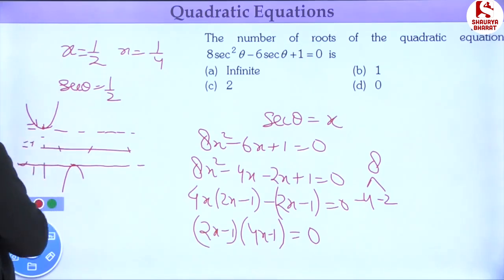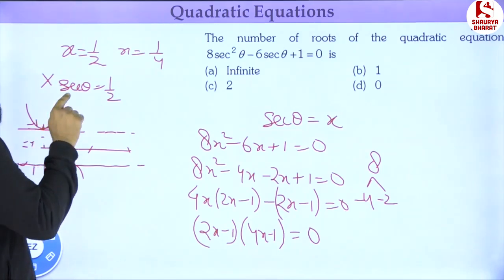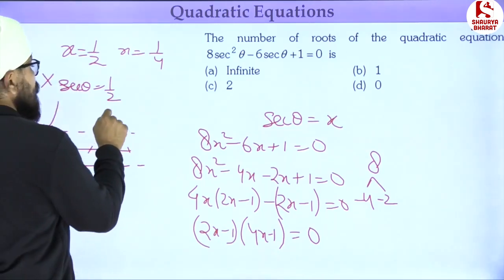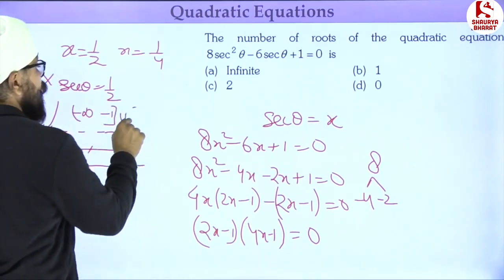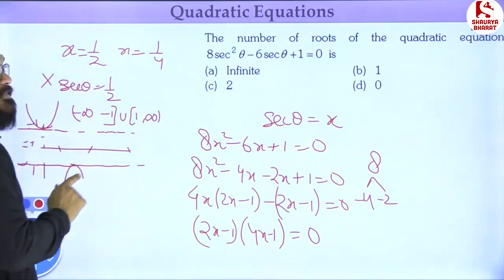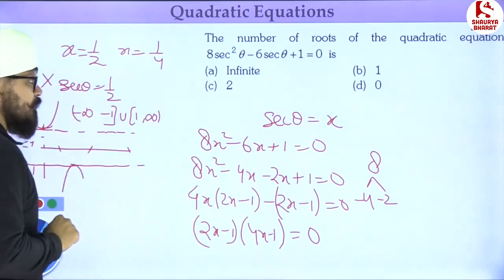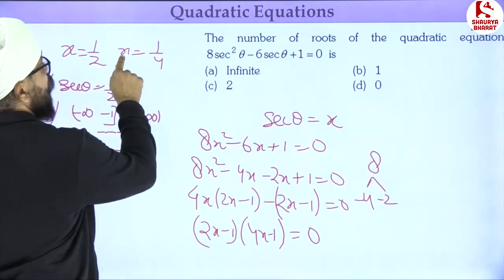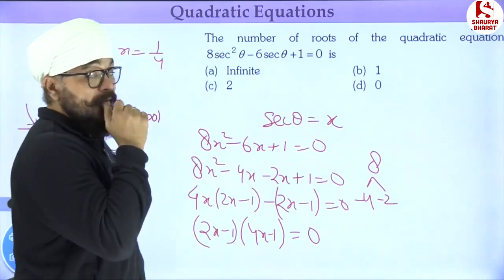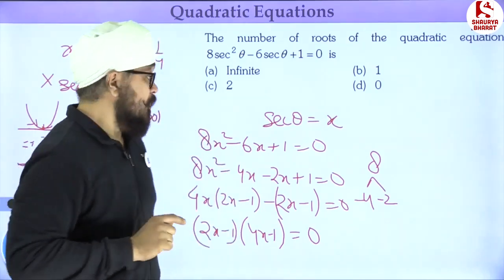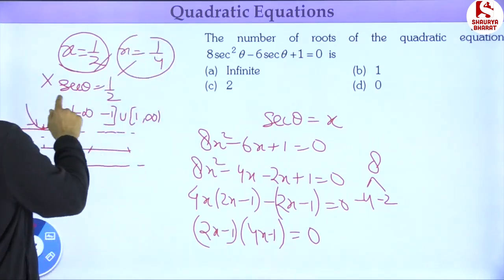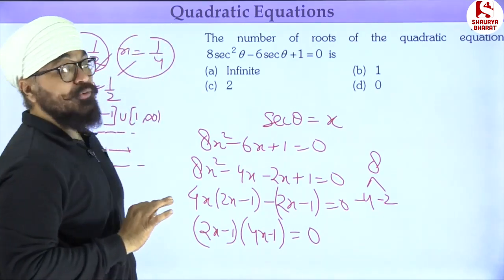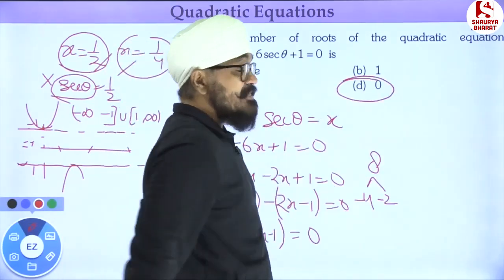That means if I say that sec theta is equal to half, it will not give you any answer, because the range of sec is always from minus infinity to minus 1 and from 1 to infinity. So that is the range of sec. So sec is not going to give you the answer half. In the same way, sec cannot give an answer between minus 1 and 1. So as far as x is concerned in this quadratic equation, this is okay. But if I equate it to sec theta, this will not have any answer. So the answer is 0.